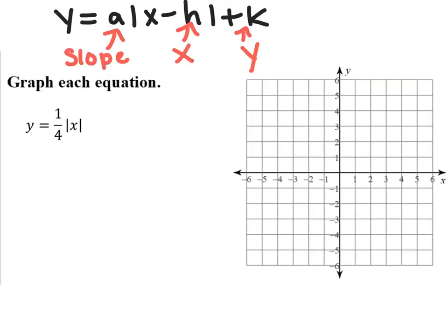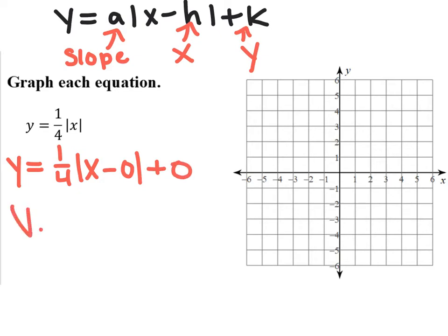To graph the absolute value function, first we're going to rewrite our function in the standard form. So it's y equals 1/4 times the absolute value of x. Since there's nothing else in the absolute value, it becomes minus 0. And since there's nothing else outside the absolute value, it becomes plus 0. So our vertex is the opposite of the h value, which is 0, comma, the k value. So I can plot my point at (0, 0), and draw in my axis of symmetry.